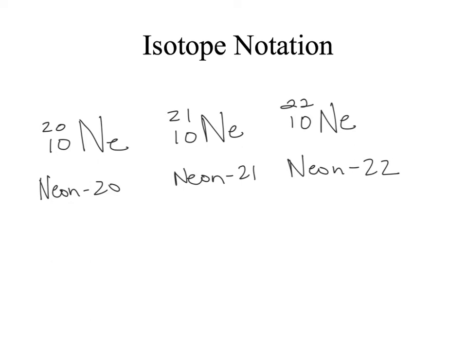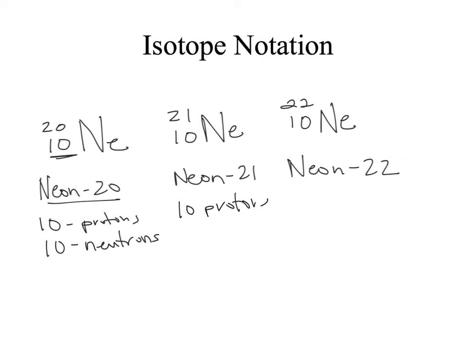So for neon 20, we have 10 protons, but because the atomic mass is 20, that means that there are also 10 neutrons. So for the isotope neon 20, the symbol is neon with 20 and 10, 10 standing for the atomic number and 20 standing for the atomic mass. And then to find out the number of neutrons, we are going to take 10 away from 20, and that gives us our neutrons. For neon 21, again, our atomic number stays as 10 because neon always only ever has 10 protons.